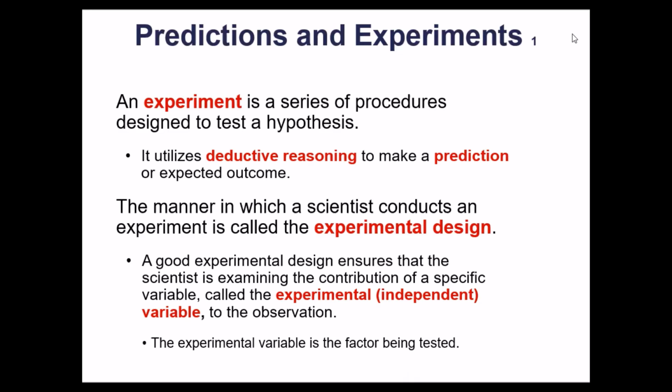A little bit about the variables here. It says a good experimental design ensures the scientist is examining the contribution of a specific variable. That's the one that you're trying to test. That's the experimental, also known as the independent variable. That's what you're trying to really look at and look for changes. A lot of times you'll also have some type of control variable, something that doesn't change, and you want to make sure that that is regulated in your experiment.